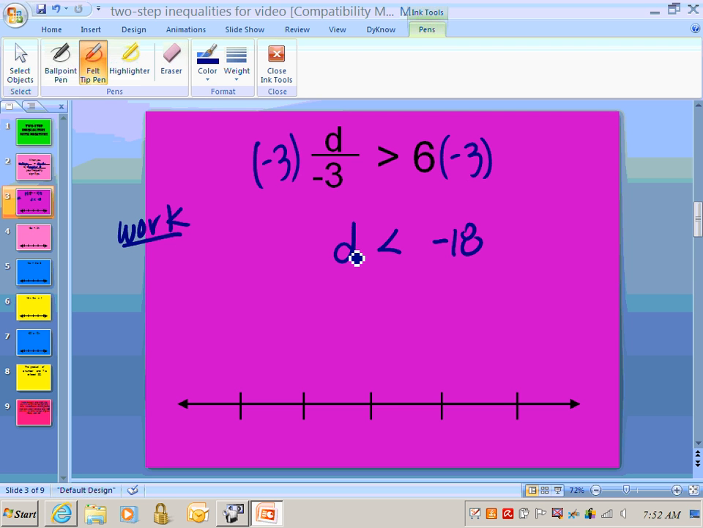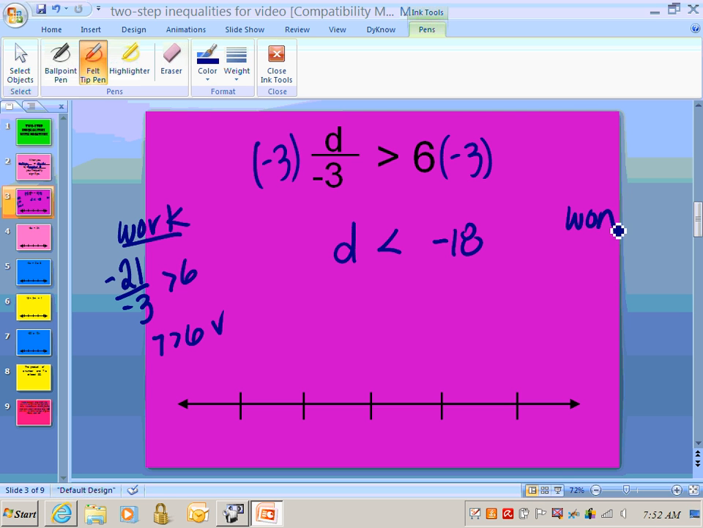If I pick a number smaller than -18, so let's pick -21 because -21 is more negative than -18. And I fill it in for D. So -21 over -3 is greater than 6. -21 divided by -3 is 7, is greater than 6. That is true. That's why it does work.